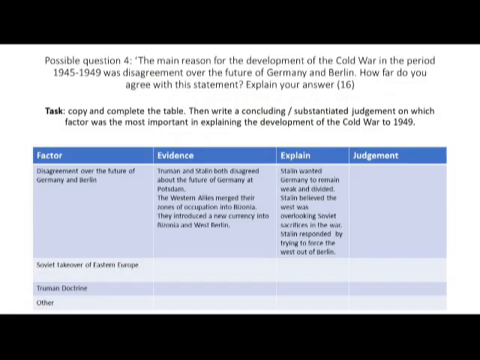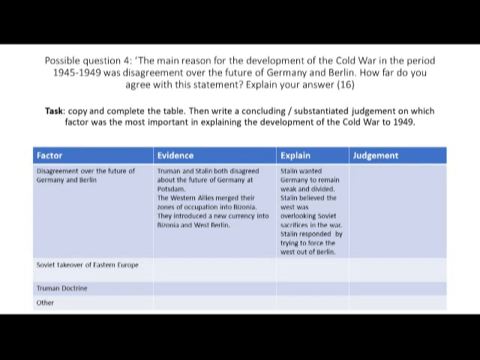Then the big, obviously, 16 marker. The origins of the Cold War could come up as a 16 marker. So this is a question that I've put together. The main reason for the development of the Cold War in the period 1945 to 1949 was disagreement over the future of Germany and Berlin. How far do you agree with this statement? We've had the origins of the Cold War come up before as a 16 marker, but of course this is a different question in as much as it's putting the emphasis on Germany and Berlin. All right, so there's a plan there that I've got you started.